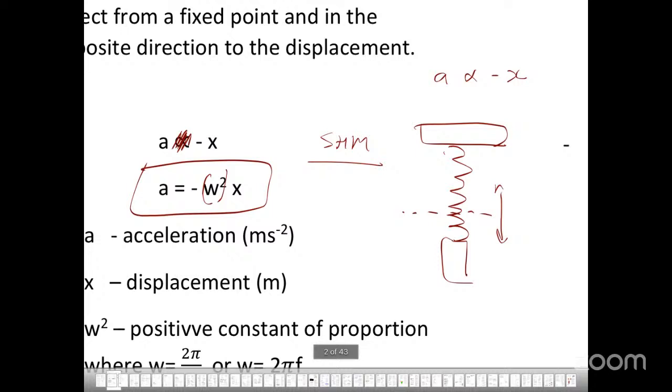Right. So here's what we need. We need to be able to sketch graphs for displacement and acceleration for something with simple harmonic motion.